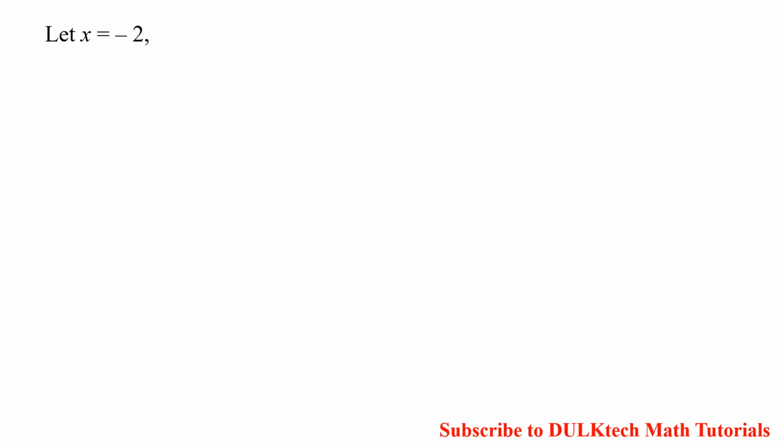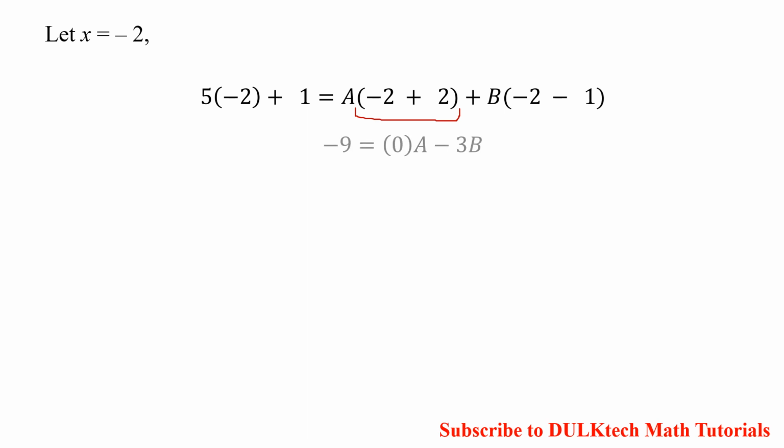If x is equal to minus 2, substituting minus 2 throughout, we find that minus 2 plus 2 is 0. Then we remain with minus 3b, which is equal to minus 9. If we divide both sides by minus 3, we find that b is equal to 3.